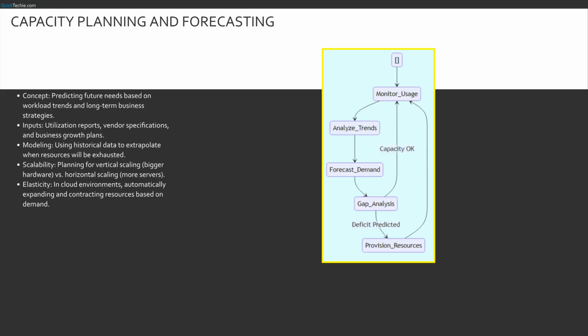This state diagram shows the continuous cycle of planning. We start by monitoring usage. We analyze trends. Are we growing? We forecast demand. Then we hit the gap analysis. If we predict a deficit, we must provision resources, buy hardware, or allocate cloud storage. If capacity is okay, we return to monitoring. This loop ensures we never hit a wall.